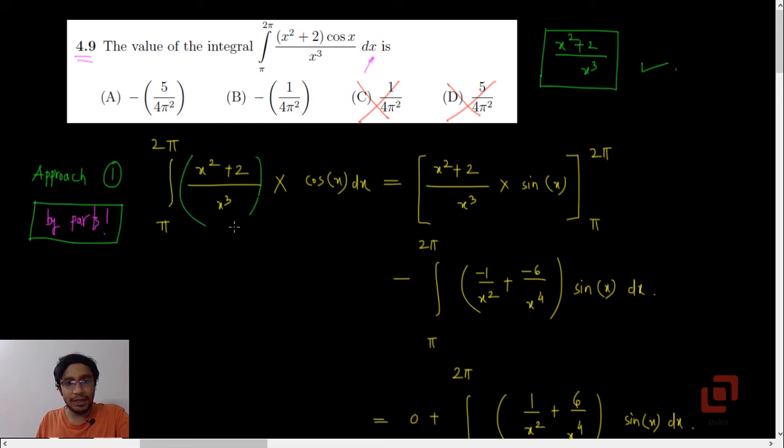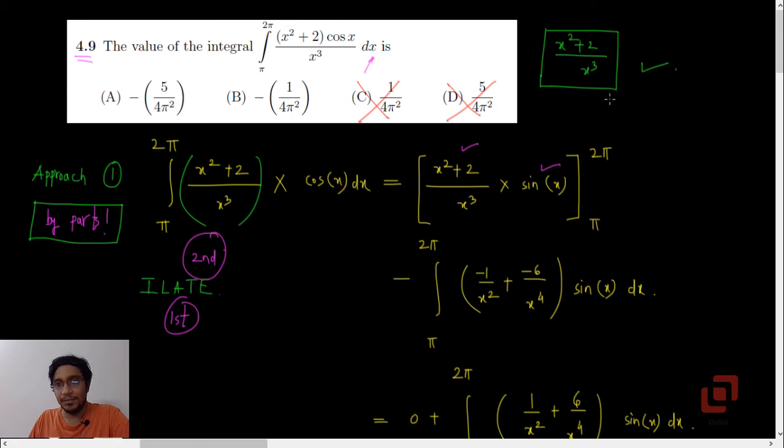First I took x squared plus 2 upon x cube as the first function and cos x as the second function, the usual thing that we do in the integration by parts. ILATE: algebraic functions always have the first priority, and then the trigonometric functions, to be the first functions in the integration by parts. So I tried that. First function as it is, integral of the second, cos x's integral is sine, minus integral of the derivative of the first function.